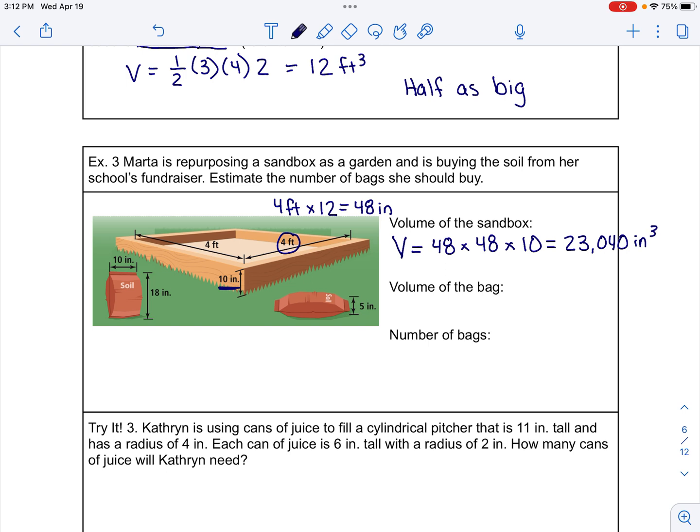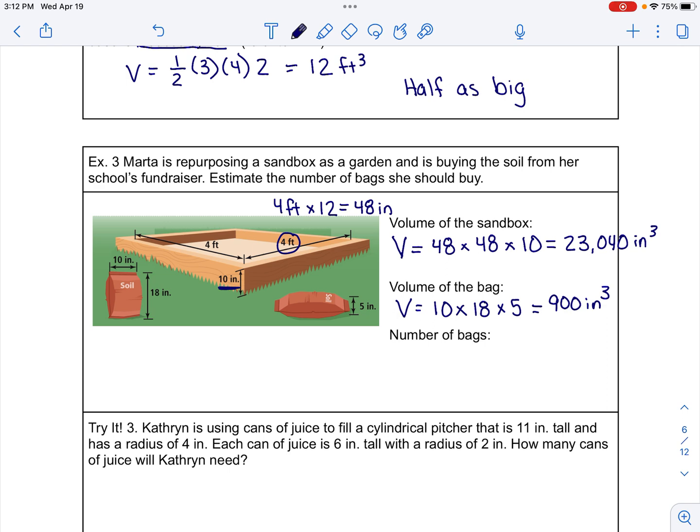The volume of the bag, looks like we can do this in any order, but 10 by 18 and then times 5 could be considered the 3 numbers I see for the bag's measurements. If you multiply those together, we get 900 inches cubed. So each bag can fill 900 of the 23,000.